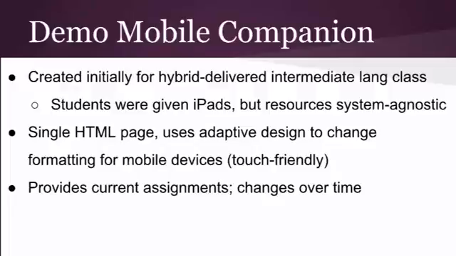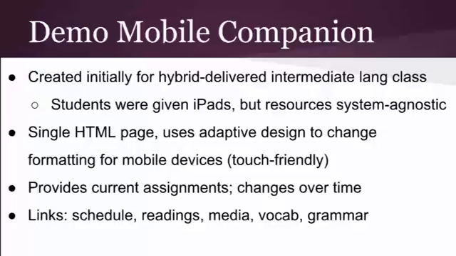And how that works is basically it supplies an alternative style sheet that kicks in when the page is viewed on a smaller screen. The idea for the mobile companion is that it changes as the semester progresses, so every 2 weeks there would be a new version of the mobile companion. They can always go back and view older versions, but it keeps up with what we're doing in class, and so the current assignments will always be available.